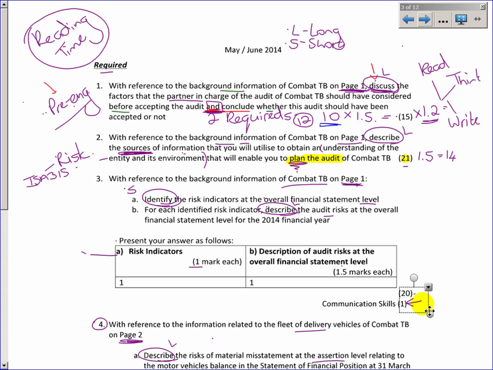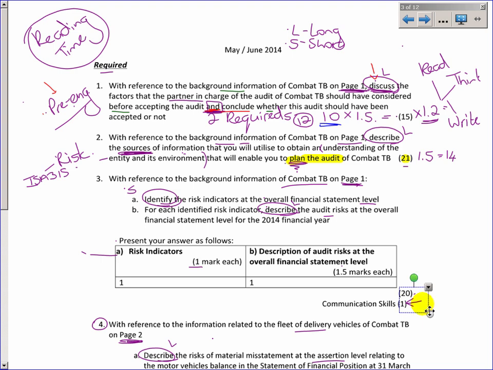Take a look at question number 2. With reference to the background information on page 1, describe the sources of information that you will utilize to obtain an understanding of the entity and its environment that will enable you to plan the audit of Combat. We spoke briefly about the tricks or the things you need to be aware of in this particular question and the importance of reading this question properly.